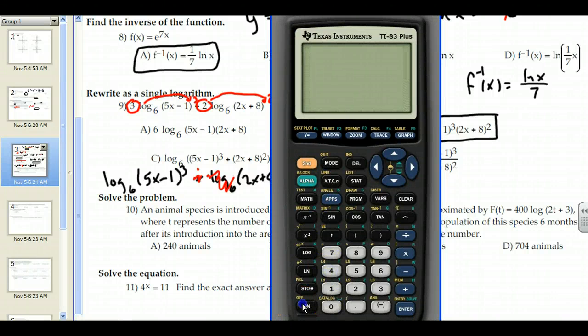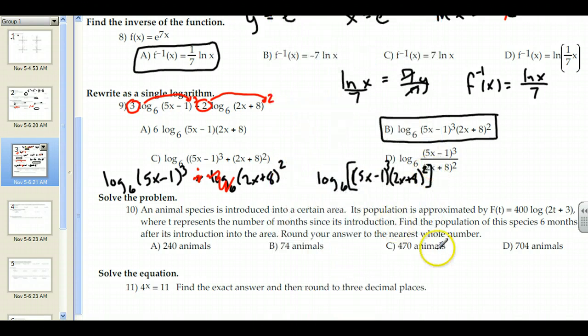So turn it on first. 400 times the log of 2t plus 3, but instead of t, we're going to use 6, because t represents how many months, and it's 6 months. So 2 times 6 plus 3. Close parentheses, enter. 470.4. To the nearest whole number would be good old 470. Alright, 11.